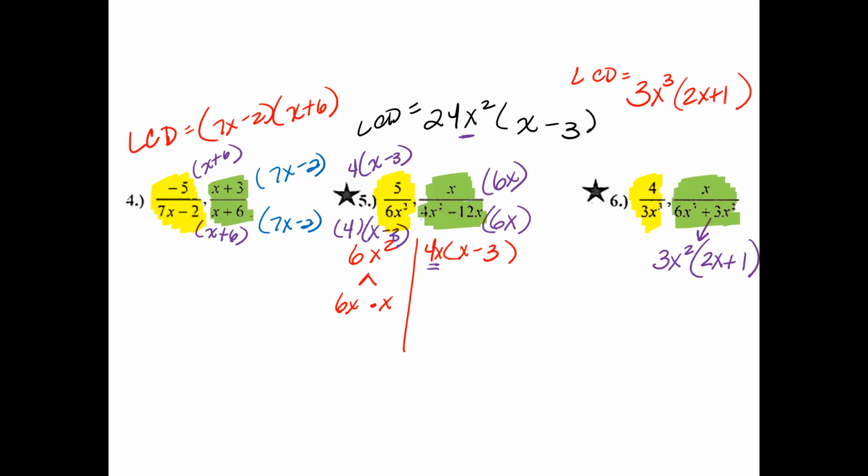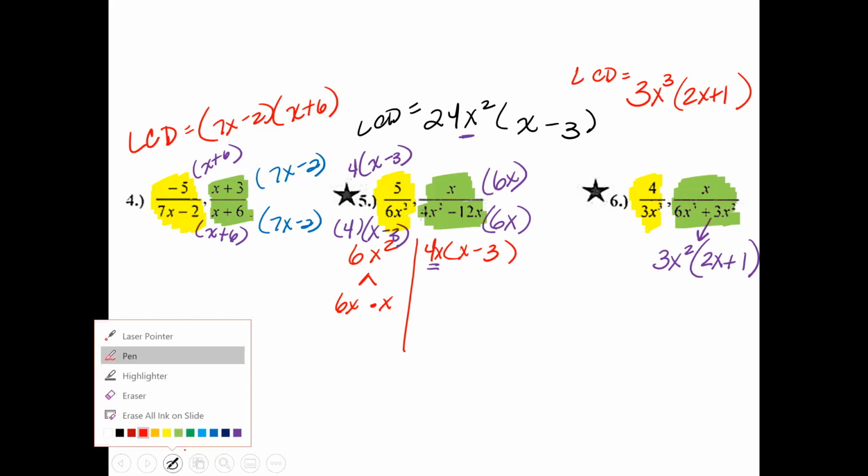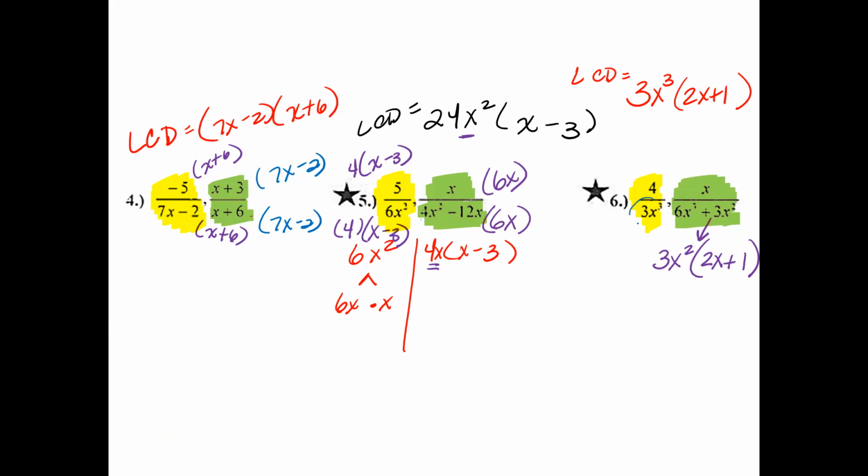Now, once I have that, I get to ask myself, okay, what do I need to multiply to my first yellow fraction to get that? Well, if you look at your denominator here, I'm missing just the 2x plus 1. So I multiply the 2x plus 1 top and bottom.